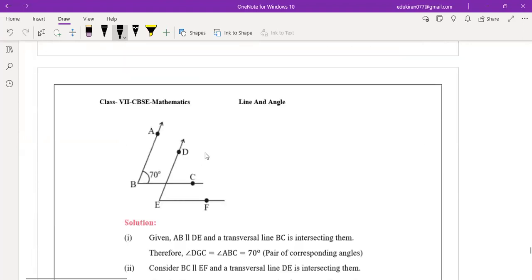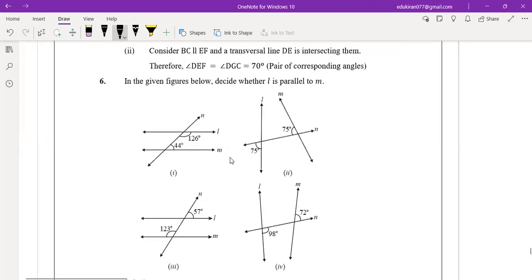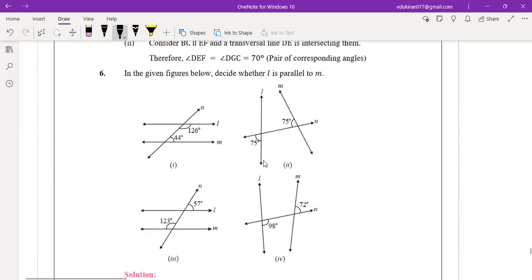Okay. So now this one is not done; I will give you this in homework. You people will do it, and in the next class we will discuss.